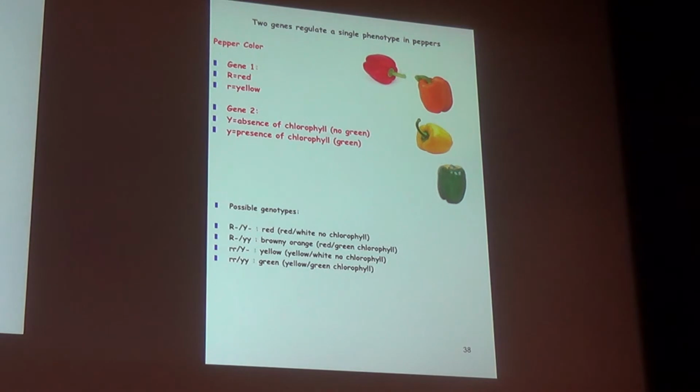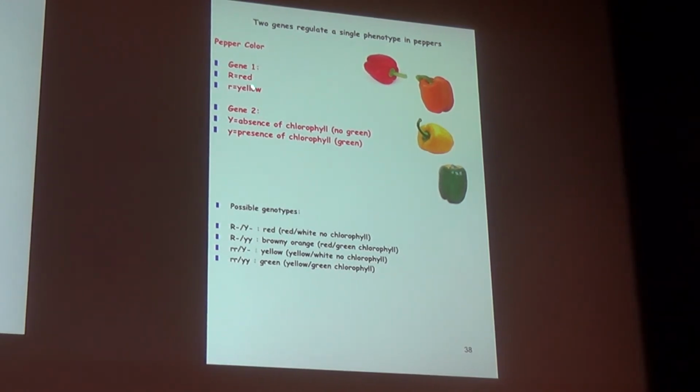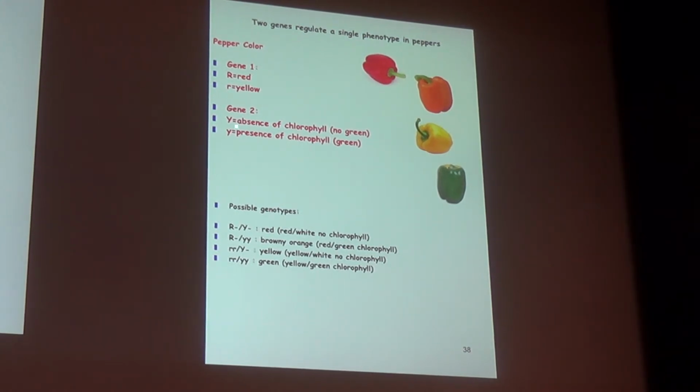You get big R and big Y, so you're red. The reason you're red is the big R will produce red color, and your big Y means there's no chlorophyll, so there's no green pigment. And because there's no green pigment, it's just white, you're basically going to be red color. Big R and little y is going to be brown because big R will produce red, little y will produce green, and red plus green gives you kind of brown or orange peppers or whatever you want to call it.